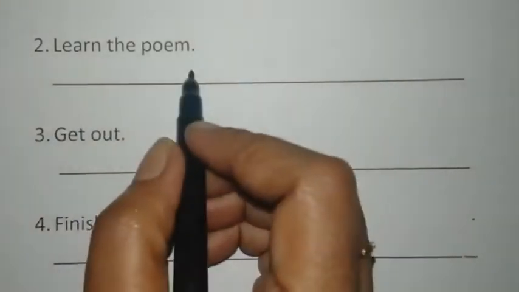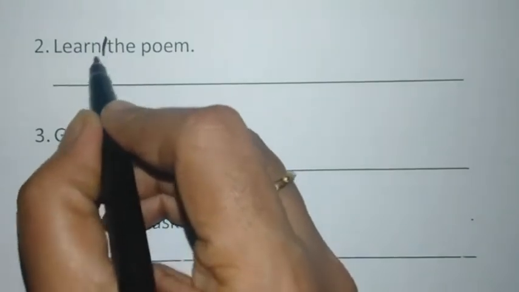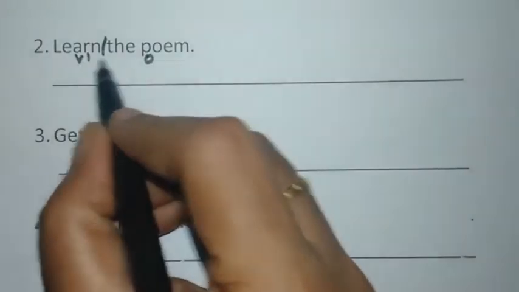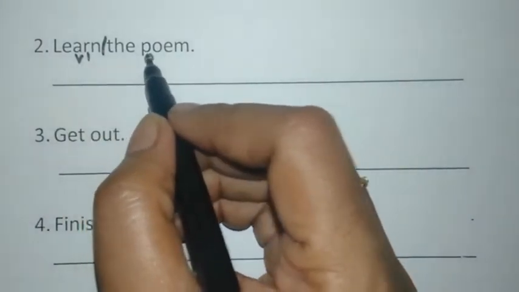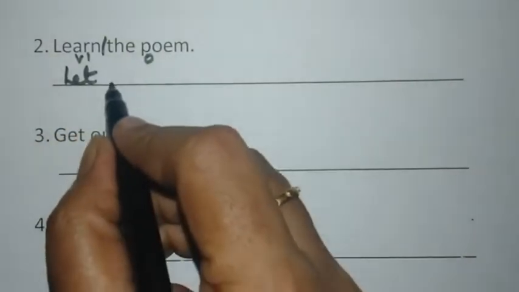Second exercise, children, learn the poem. Learn is what? V1. The poem is objects. So when we have verb and object, we can start the sentence with let. So we'll start with the let. Let. Then you have to write the object. Object is what? The poem.